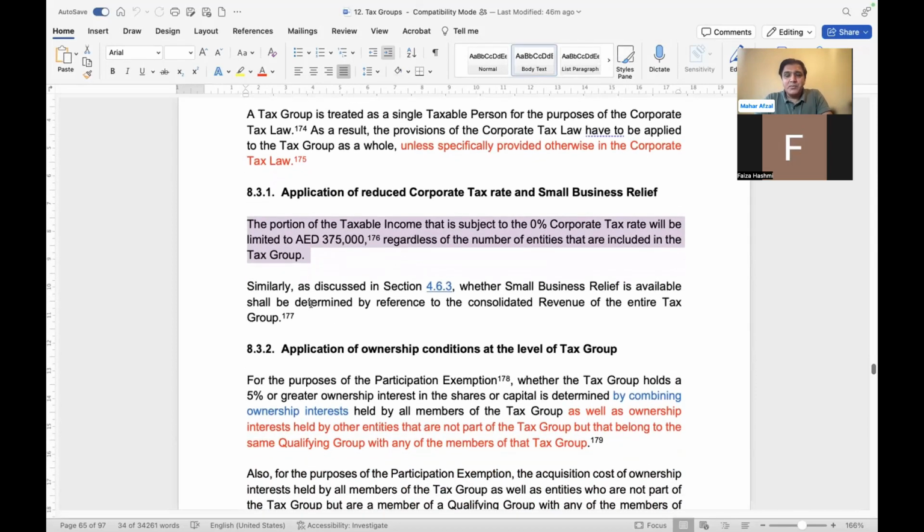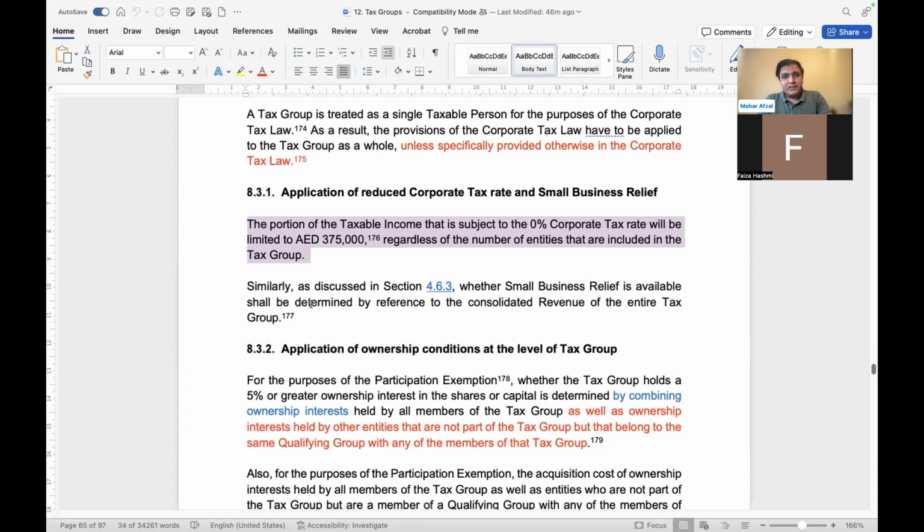The second thing is small business relief. We know that if a taxable person has taxable income during the tax period up to 3 million in the current tax period and in any subsequent tax period, then they can apply for small business relief, and this relief is applicable until the end of 2026.